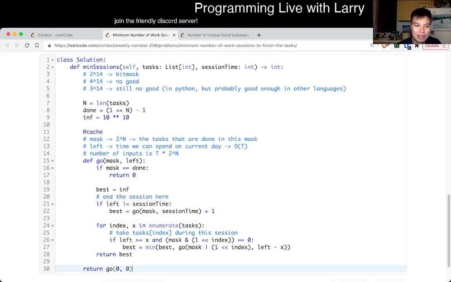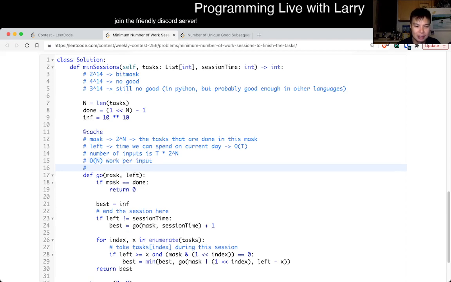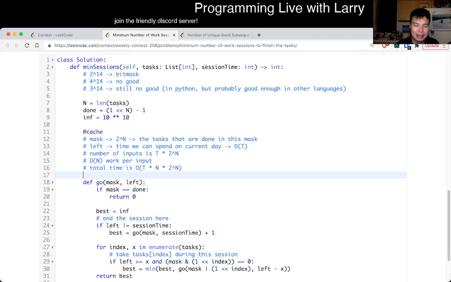so what is the complexity? Well, this is the number of possible inputs, t times 2 to the n. And on each one, you can see that we do a for loop on the tasks, so it's going to be O of n work per input. That means in total, time is O of t times n times 2 to the n. And of course, total space is O of t times 2 to the n, because that's the number of possible inputs and each of them is O of 1.